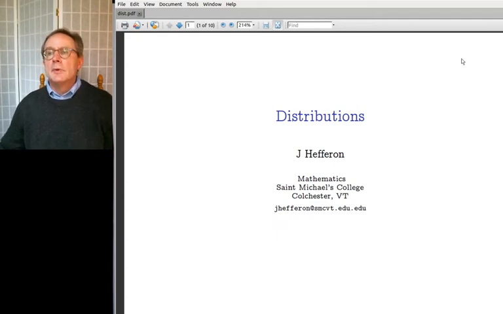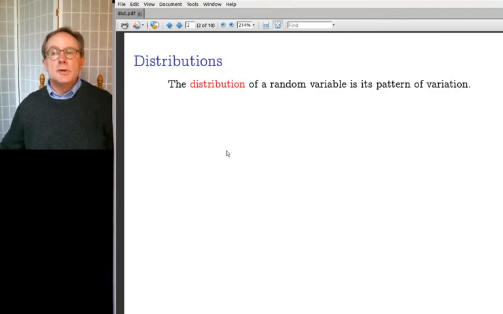Okay, so today we want to talk about a topic from probability. We want to talk about distributions, about how numbers fall, how random numbers fall. So the distribution of a random variable is its pattern of variation.